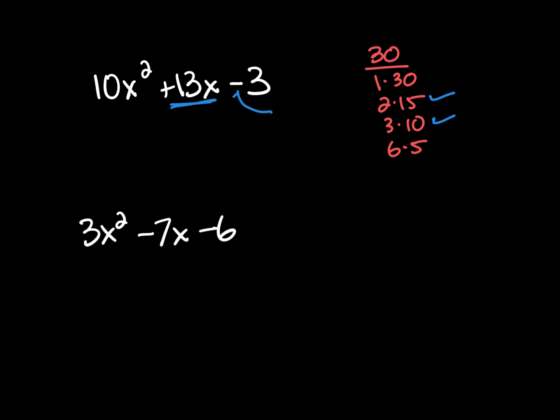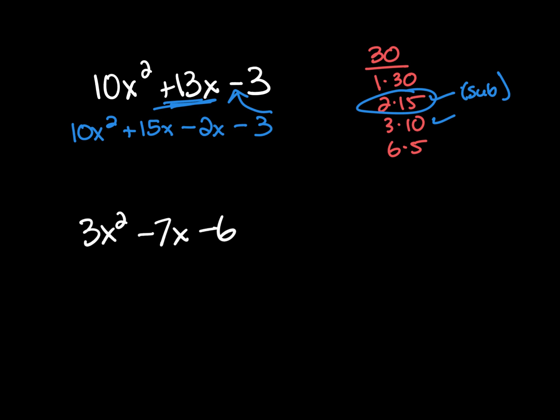The third term is negative, so I definitely want to subtract to get 13. So I'm going to choose the 2 and the 15. And those are the numbers I'm going to use to rewrite my problem with 4 terms, making sure the signs are all proper. So I have 10x squared. I'm going to go positive 15x and negative 2x, because again, that's how I'm going to get a positive 13, and the minus 3 is just coming down. I'm going to go ahead and split it in half and find the GCF 3 times.